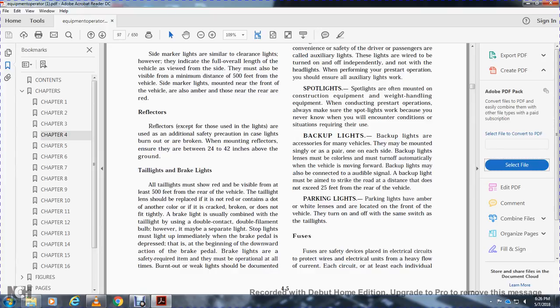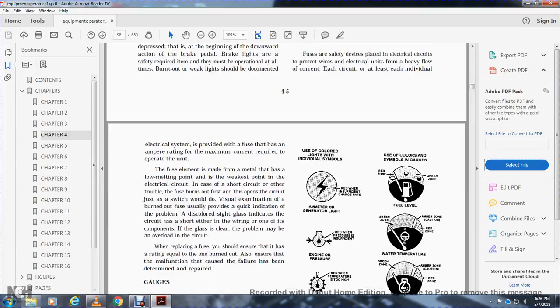Fuses. A fuse is a safety device installed in an electrical circuit to protect the wires and electrical units from a heavy flow of current. Each electrical circuit has a fuse for each individual electrical system, rated with the amperage of the maximum current required to operate the unit. The fuse element is made of metal with a low melting point, the weakest point in the electrical circuit. With a short circuit or other trouble, the fuse burns out first and opens the circuit.